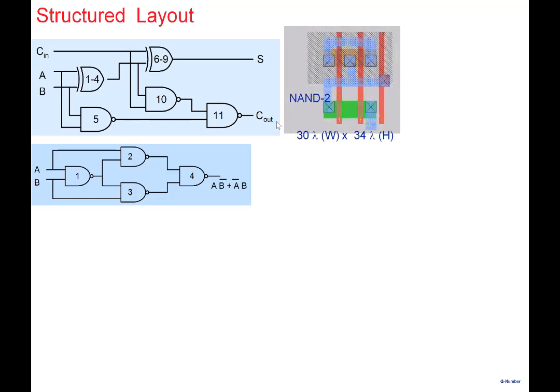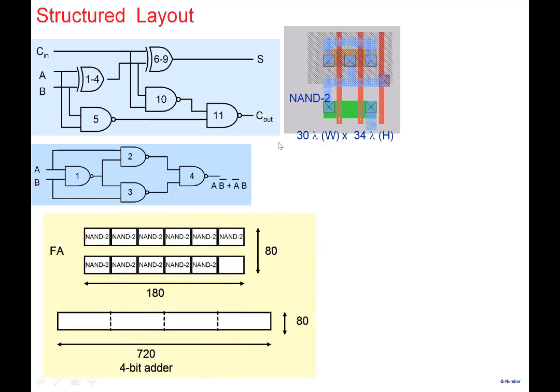Right? So the NAND that one has built is a NAND gate. Now note that a NAND gate also can be built with different aspect ratios. But suppose the aspect ratio is 30 by 34 lambda. And now we have to construct the layout of this whole full adder cell here. Now, you can construct the layout in many different ways. What we are talking about is a layout where there is a well-defined structure.